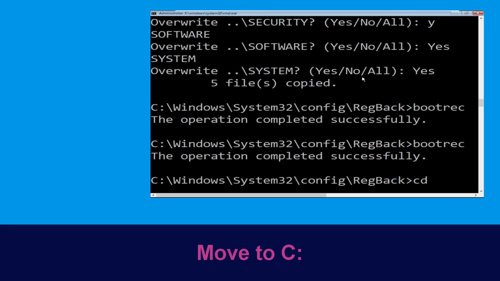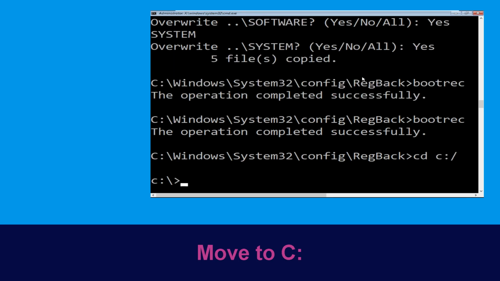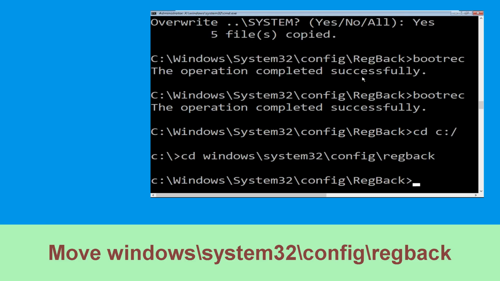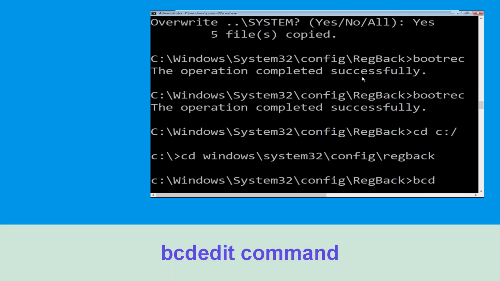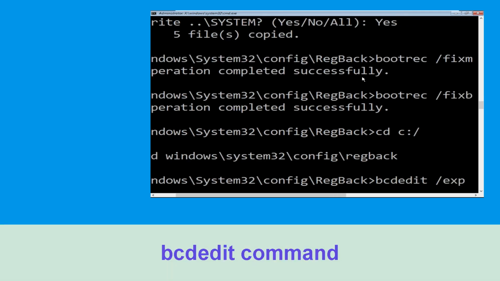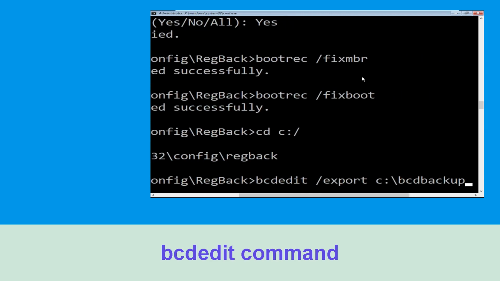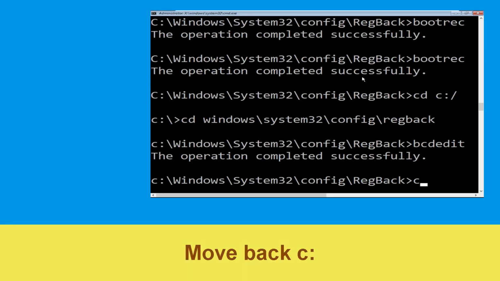Now type in cd c:/ and simply hit enter to execute the command. Now type this command cd windows/system32/config/regback and simply hit enter to execute the command. Now type this command bcdedit /export c:/bcdbackup and hit enter. Now type cd c:/ and hit enter.